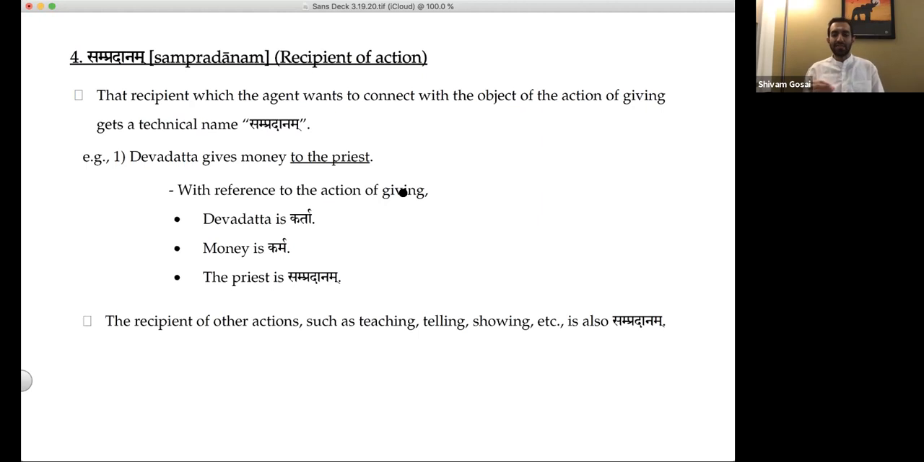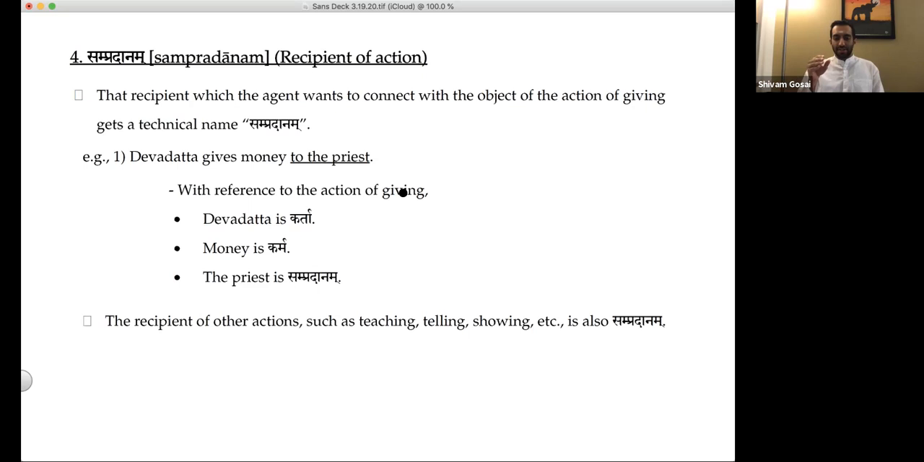Number 1, Devadatta gives money to the priest. We always want to look for the action word first. So with reference to the action of giving, who gives? Devadatta gives. So Devadatta is the karta. He gives what? He gives money. So money is the karma, the object. And who does he give to? Who is the recipient? The priest. Dvijaya, to the priest. Brahmanaya, to the priest.